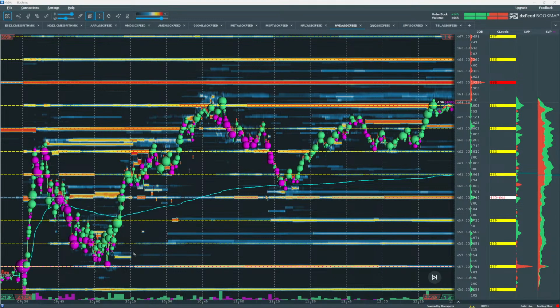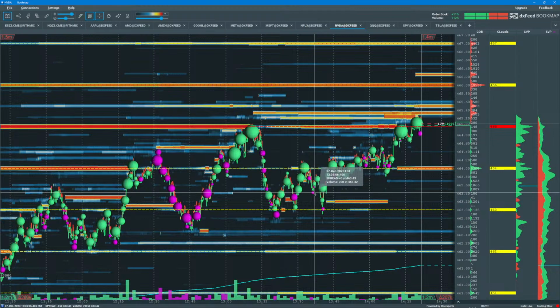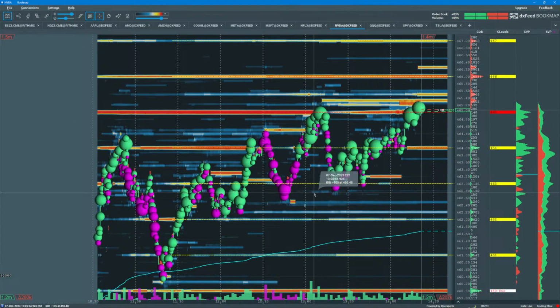Very deep pullback here down to 457. You can see all the green volume dots, aggressive buyers coming in around that level. Second pullback to VWAP. Again, aggressive buyers start to come in, shift to green volume dots as traders were buying calls, forcing market makers to buy stock to hedge their delta exposure.